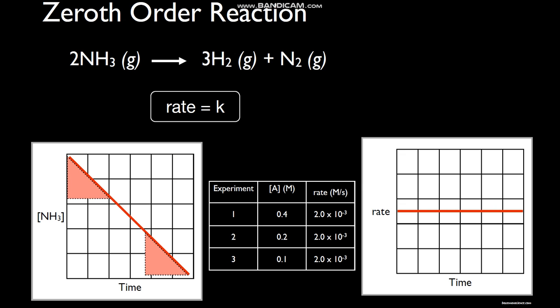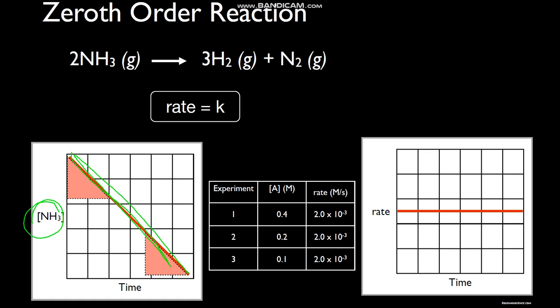So the first thing I want y'all to remember is that when we have a zeroth order reaction, the rate is actually equal to K, the rate constant. And that is because changing the concentration of that reactant has absolutely no effect on the reaction rate. So when we look at a graph of the concentration of the substance over time, we're going to have a linear rate here.